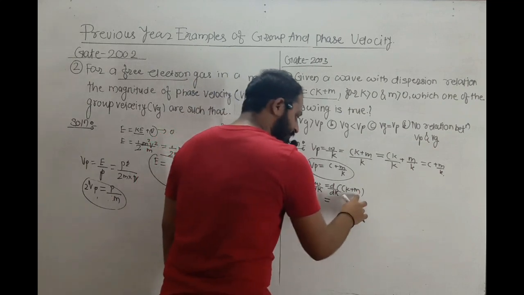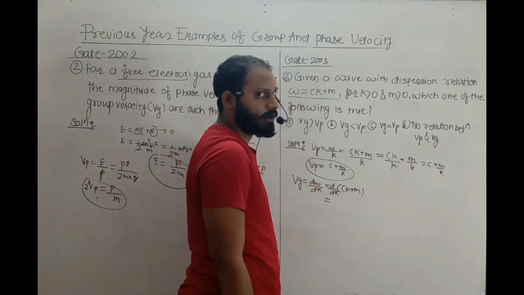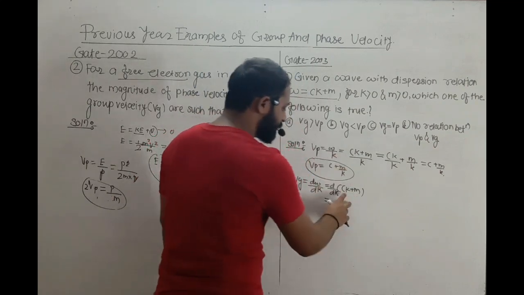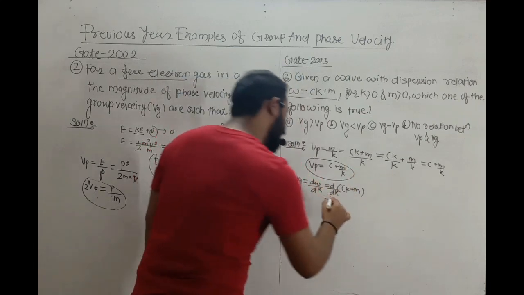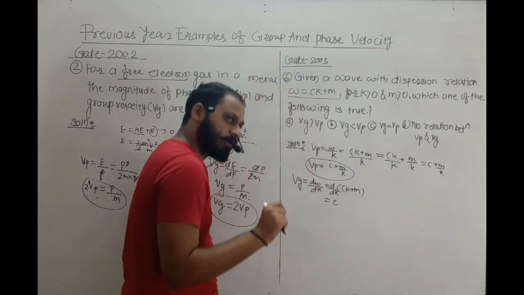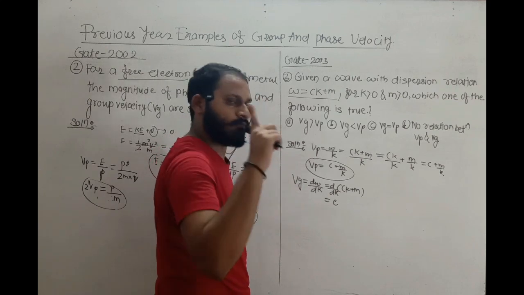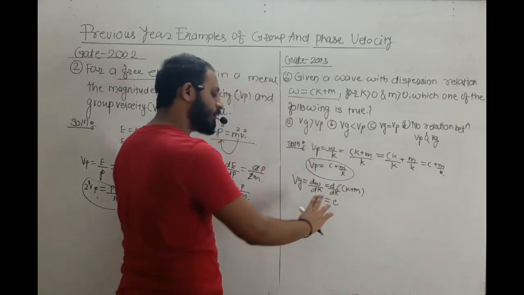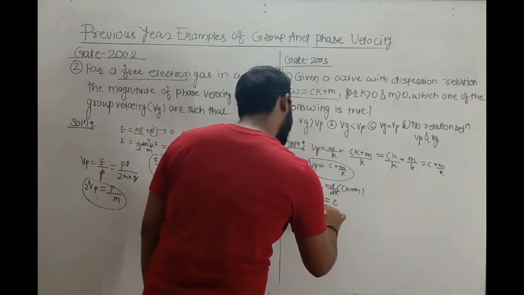So the derivative of a constant with respect to k is 0. Now see, c into k. c is a constant, take it outside. The derivative of k with respect to k is 1. That's why I can write only c. Therefore Vg equals c.